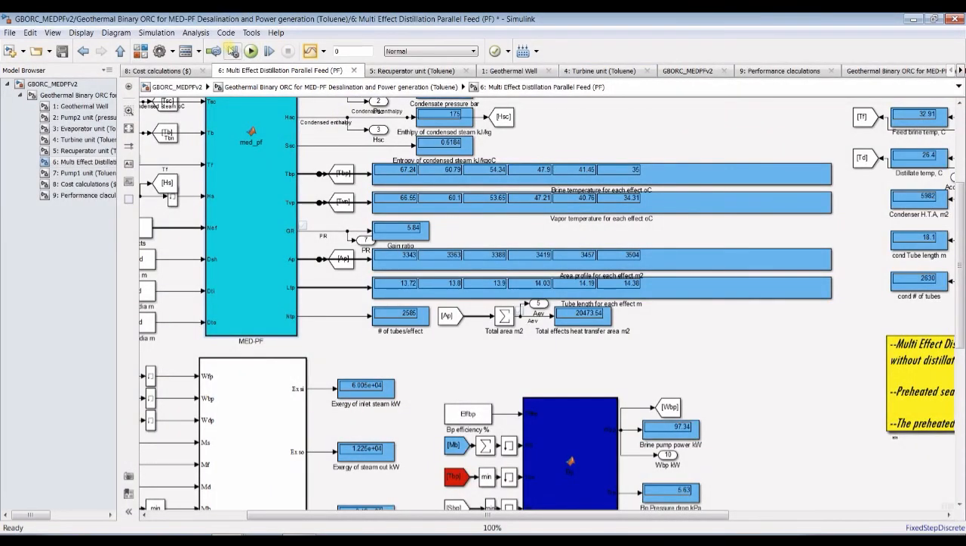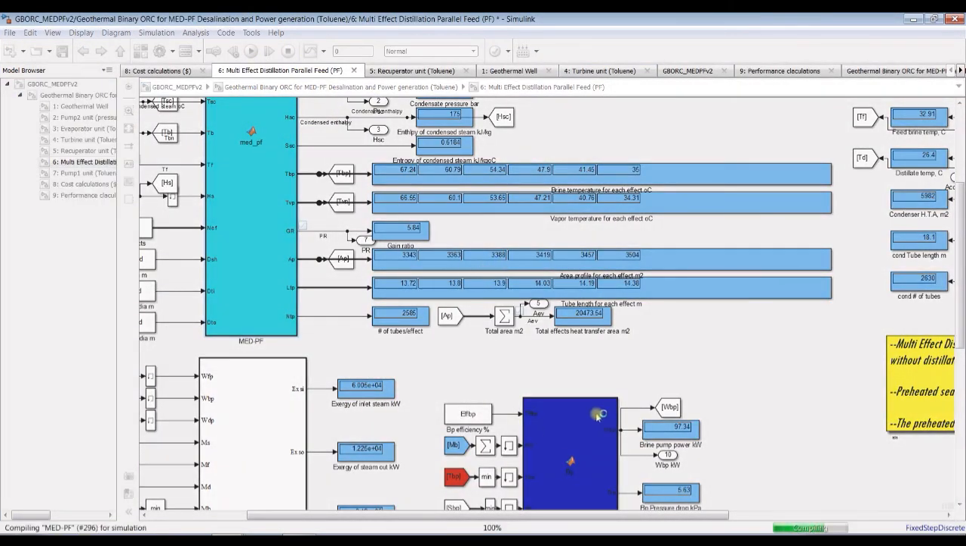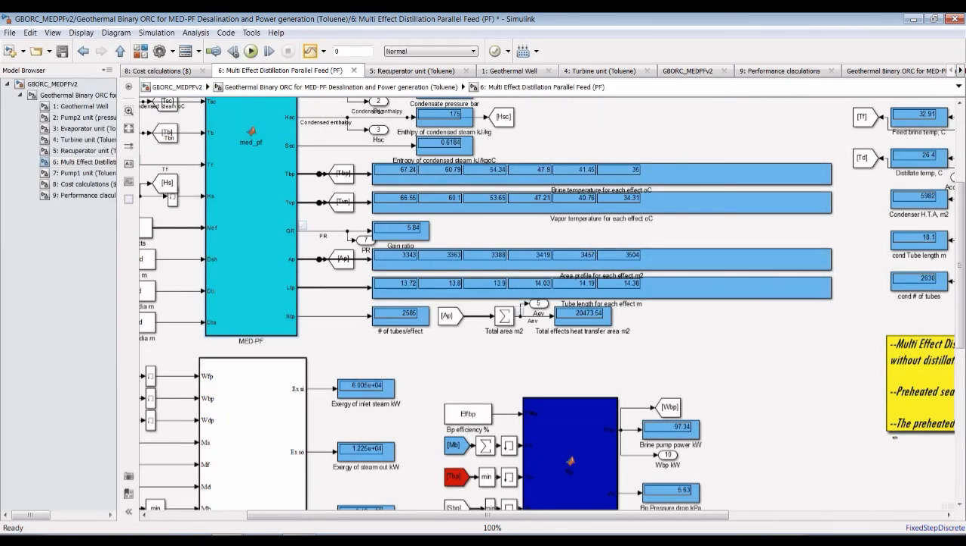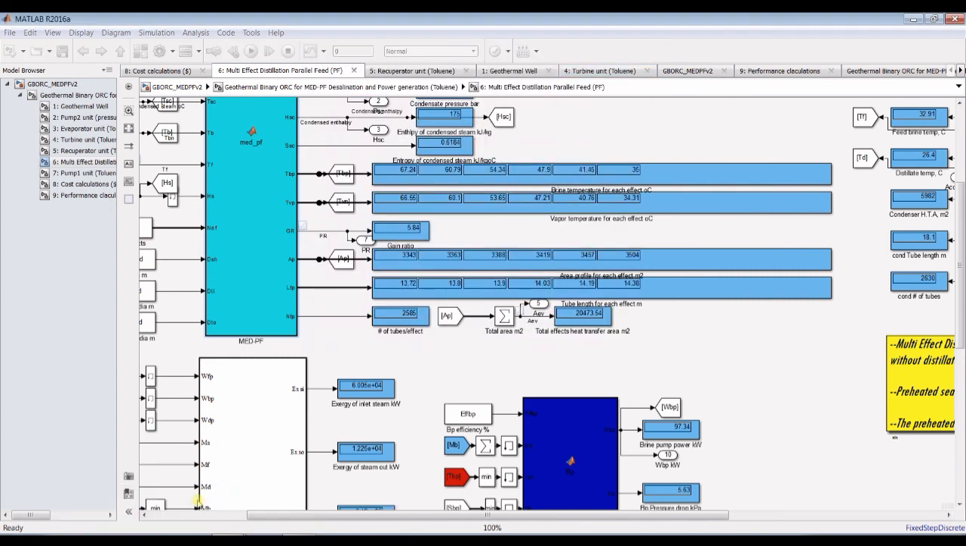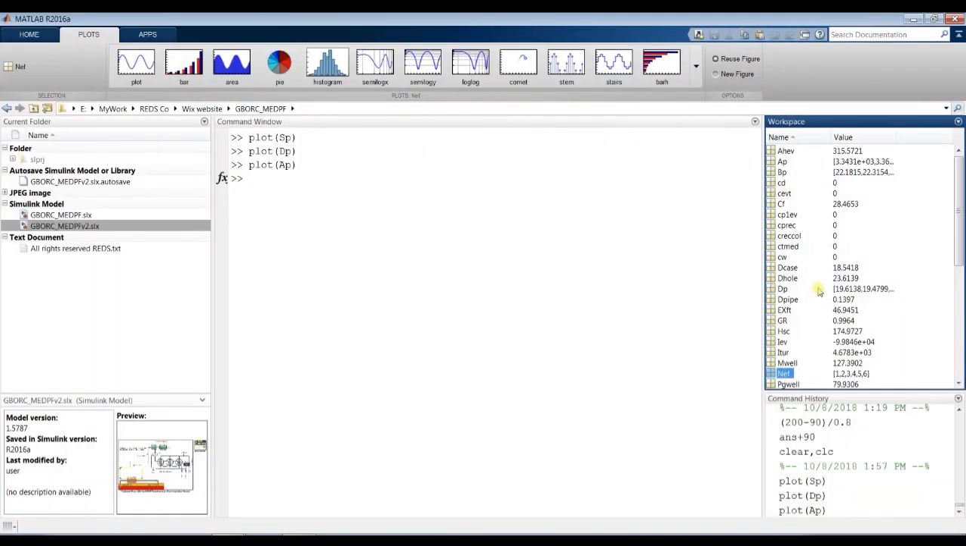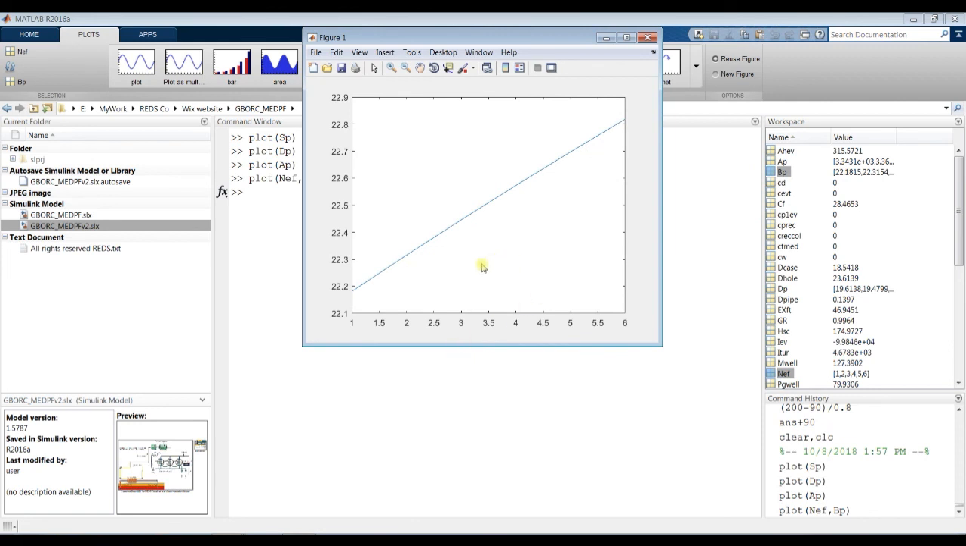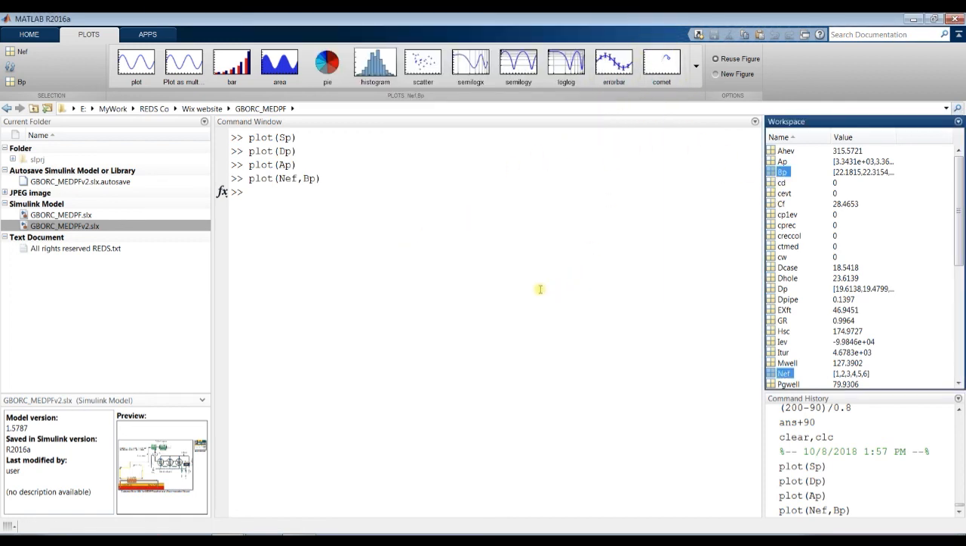We can hit run again. Let's hit run, because I would like to do a relation between number of effects and brine profile. Suppose it's brine profile, and let's plot. Okay, this is the number of effects, and this is the brine profile, as you can see here.